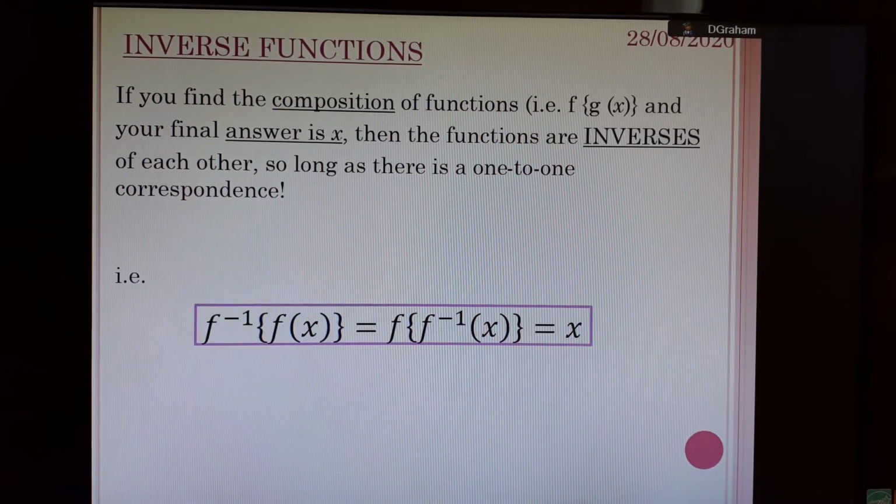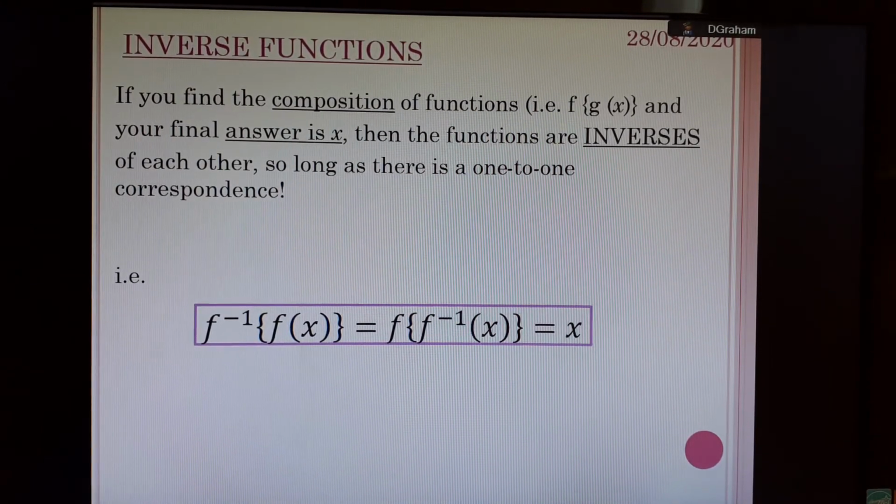And there we have it. So the inverse function of f of x is equal to the function of the inverse function of x, which is equal to x.